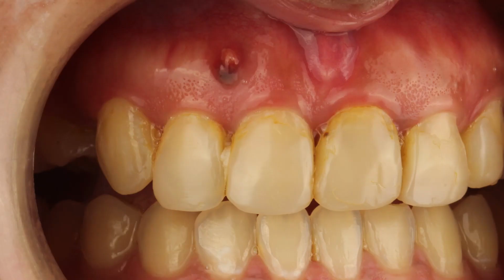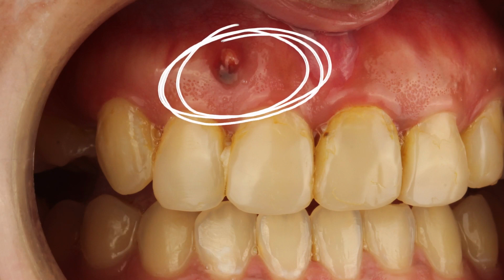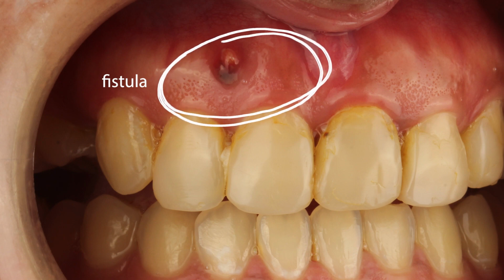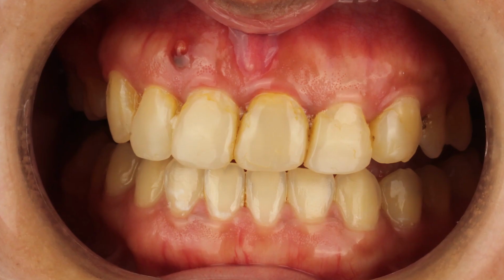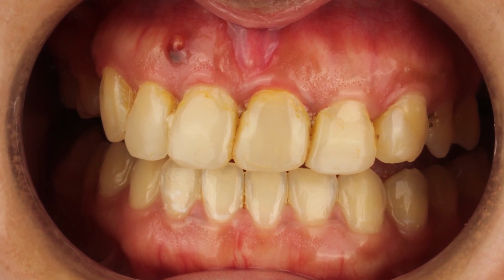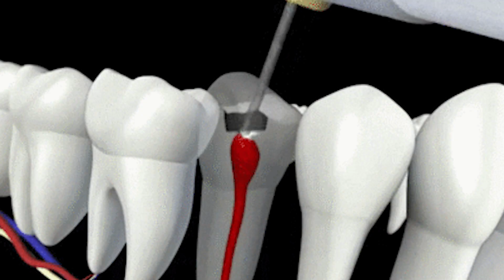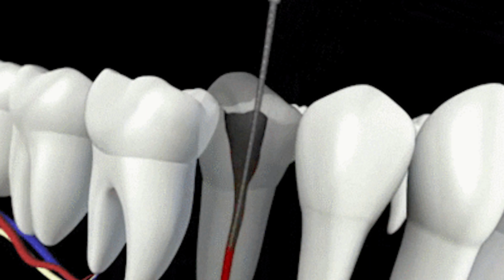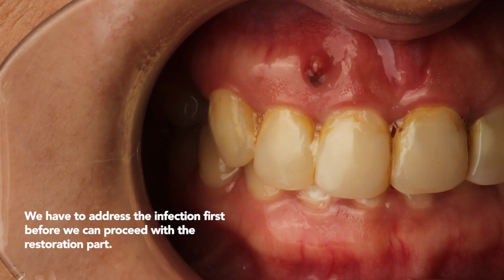So as you can see here, there's a pimple-like appearance. That's a fistula. Diyan lumalabas yung infection because the tooth here is infected. That's why we refer the patient to our endodontist to deal with the infection. So health is very, very important. We have to address it first before we can do a further treatment like the restoration of the tooth structure.